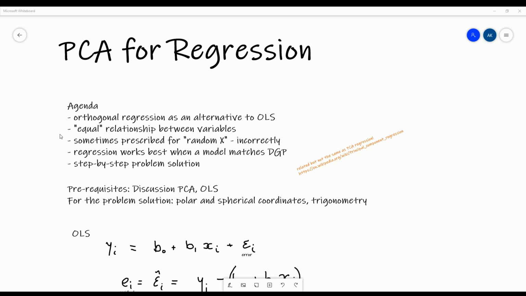Then we will touch on an important topic of a regression model matching its data generating process. And at the very end, in part 4, we'll look at a step-by-step solution of a fun problem, which we will discuss in the very beginning of the video. So why don't we start now?